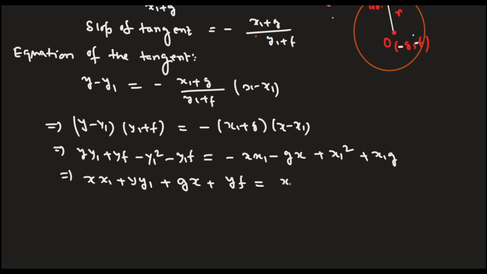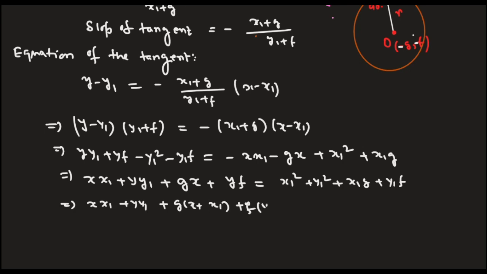Other terms like x1 square plus y1 square, then plus x1g, then plus y1f. Any c is there? No. So now I'm writing in this way x1 plus y1. This I want to write as gx plus x1, and here I'm going to write fy plus y1. So you notice that here I am adding on the left hand side gx1 and fy1. So this time we should add on the right hand side also. So it will be 2 times gx1 and 2 times fy1.